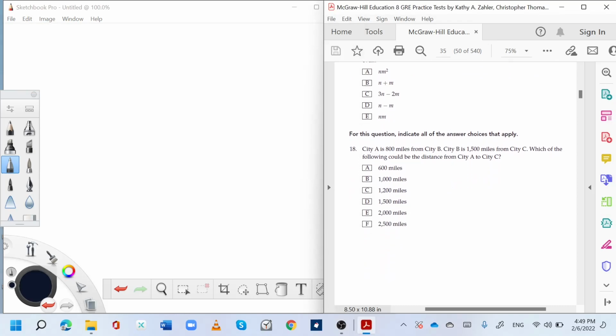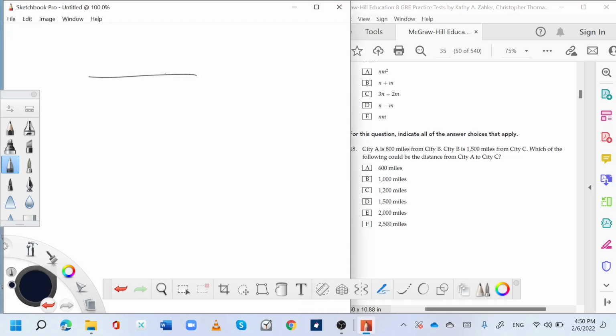Next. City A is 800 miles from City B. City B is 1,500 miles from City C. Which of the following could be the distance from A to C? Well, so we've got A and B, it's 800 miles. City B is 1,500 miles from C. City C could be here, City C could be here, City C could be here. We don't know in which direction with respect to A.